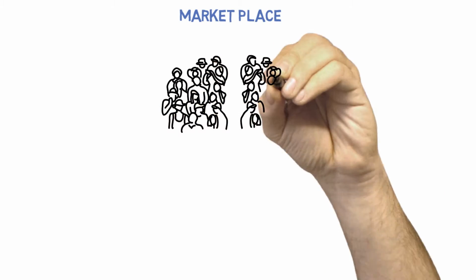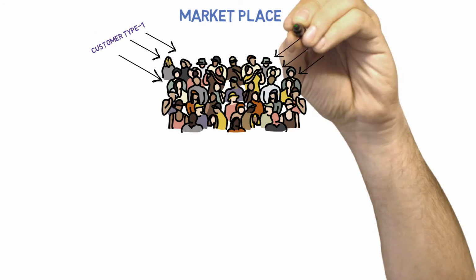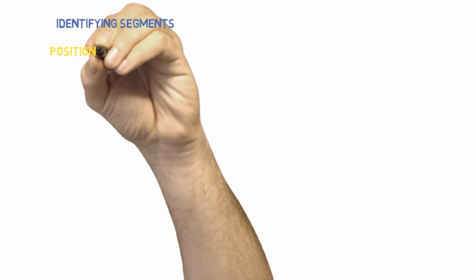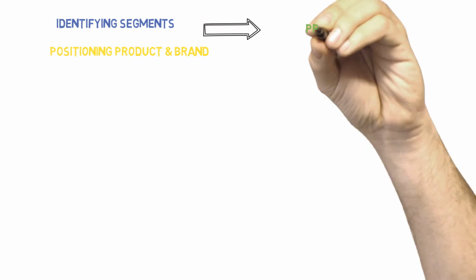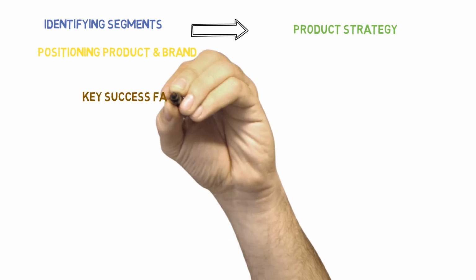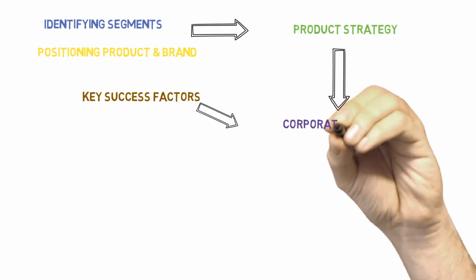How did they identify the customer segment? Did they create a low-cost generalized solution that sold at a low price? Or did they capture a high-margin niche segment? By identifying the right segment and positioning the product or brand in that segment, they decided on a product or business strategy. By identifying the fundamental key success factors for the business, they defined their corporate strategy for longer-term success.